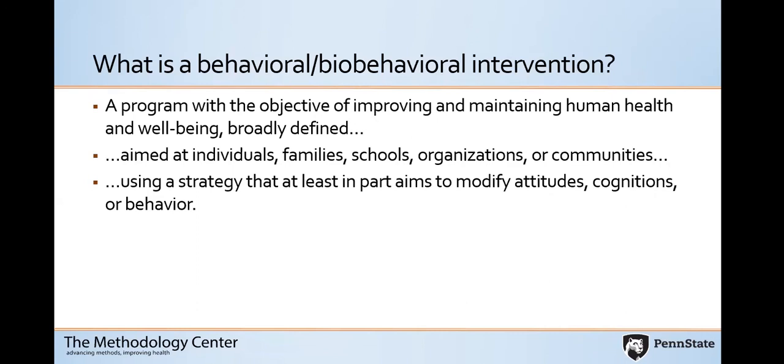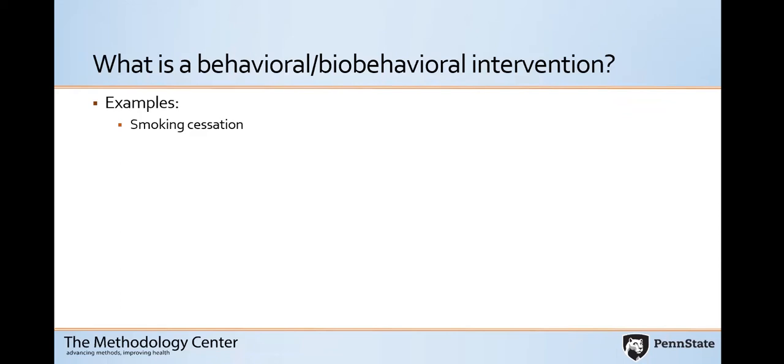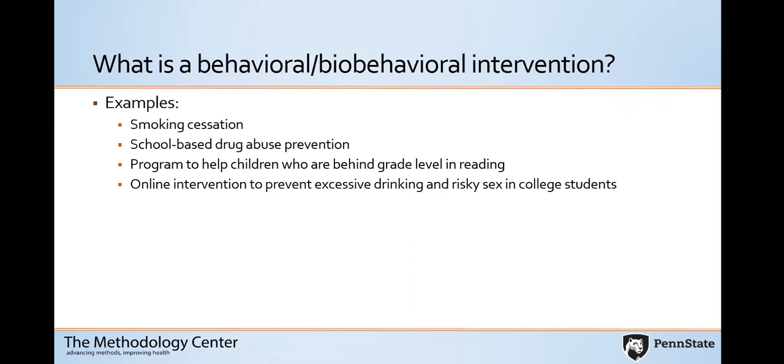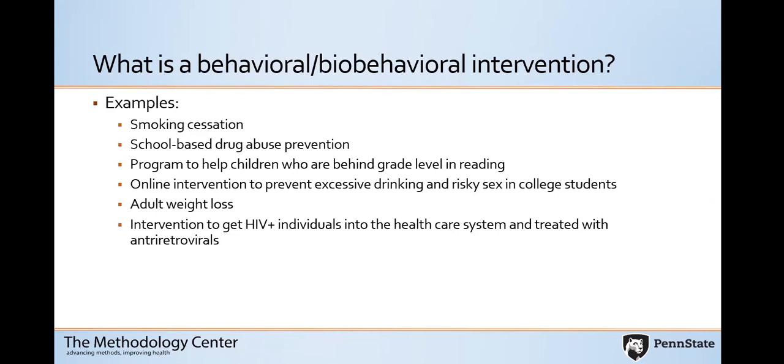So a few examples are smoking cessation interventions, school-based drug abuse prevention interventions, programs to help children who are behind grade levels in reading. That would be a strictly educational outcome. I'm involved in a project to do this, develop an online intervention to prevent excessive drinking and risky sex in college students, and adult weight loss. These are all examples of behavioral and biobehavioral interventions.